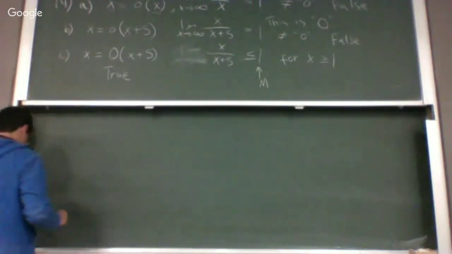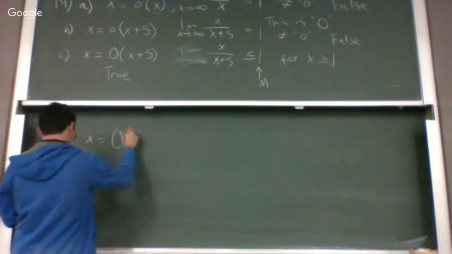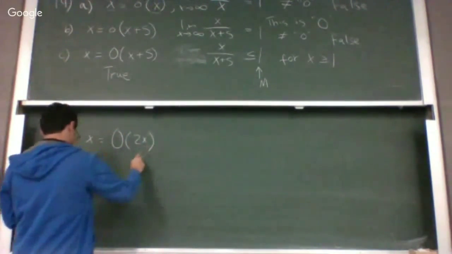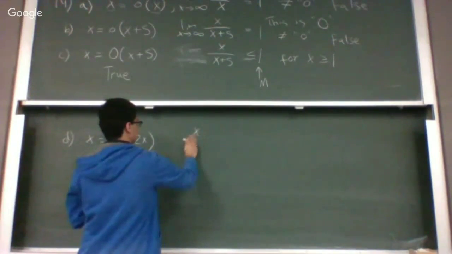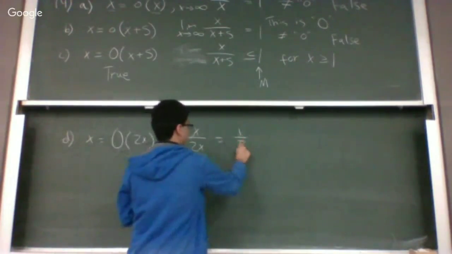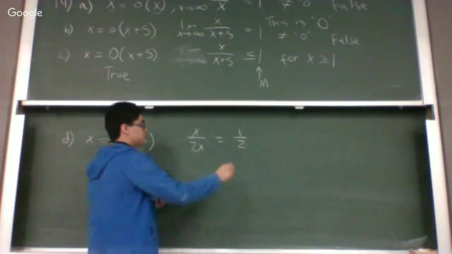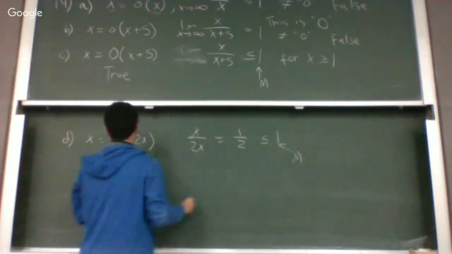This might make it a bit clearer. We have x is equal to big O of 2x. So when we put f of x over g of x, we have x divided by 2x. That's equal to 1/2, which is less than or equal to 1. This would be our m value, and so this is true.